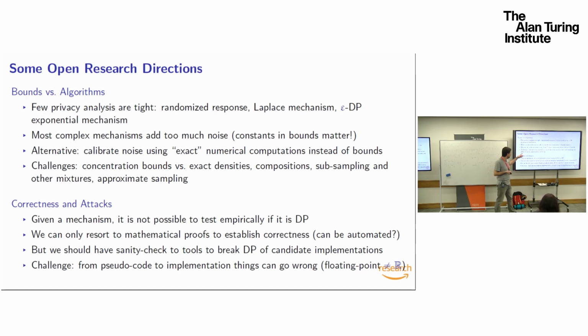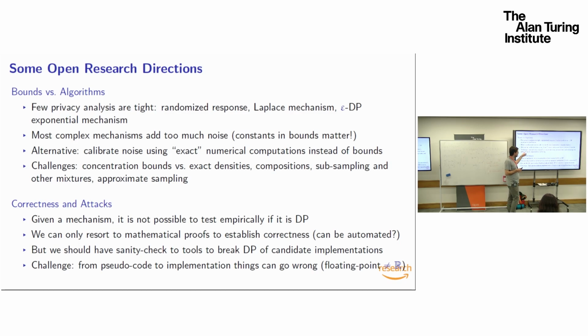If your constant is off, you're adding too much noise for your privacy requirements, so you're hurting your utility more than you should. The problem is that in many cases, these mechanisms are so complex that doing a tight analysis by hand might be impossible, or might require unreasonable amounts of time. So one thing you can do is try to instead calibrate noise using numerical computations. For example, you can try to get the density function of your distribution and do the computations that you do in the proofs, but numerically, and hope to get better bounds or at least better constants.